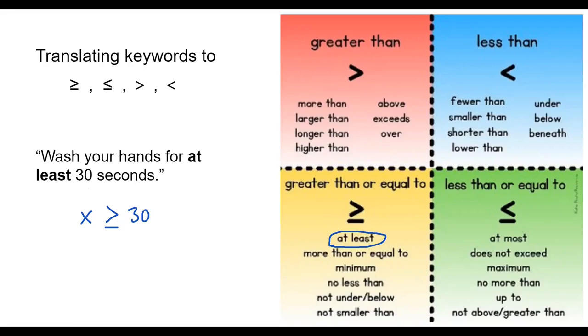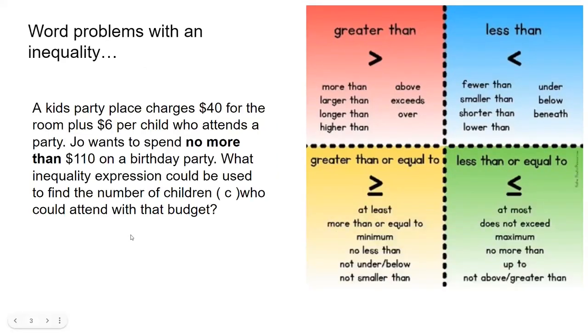All right, with that, let's move on to a more typical example of a word problem. A kid's party place charges $40 for the room, plus $6 per child who attends a party. Joe wants to spend no more than $110 on a birthday party. What inequality expression could be used to find the number of children, and we're going to let the number of children be the variable C, who could attend with that budget?